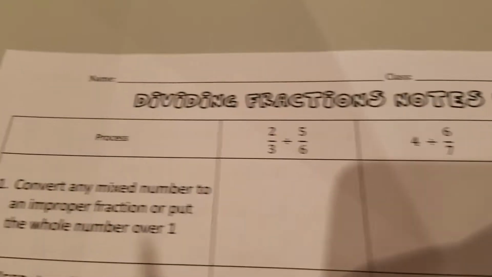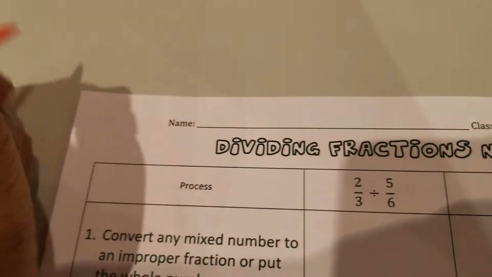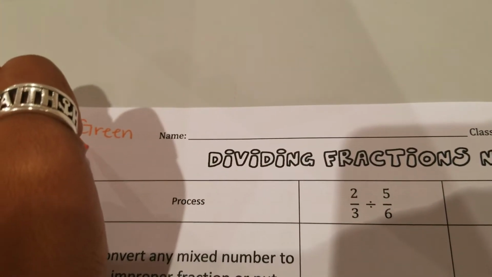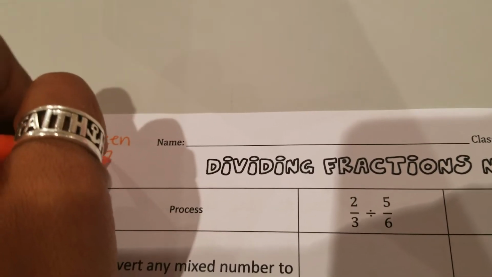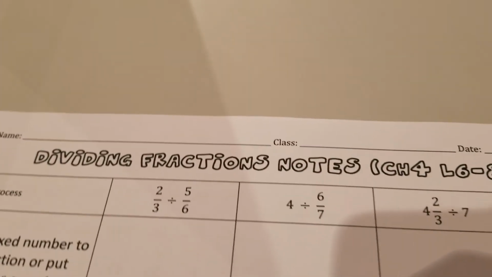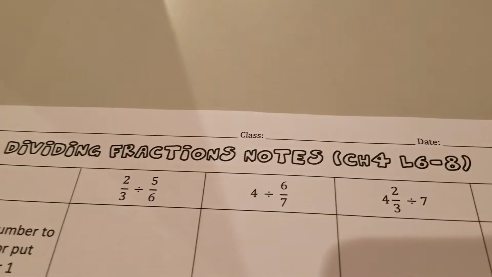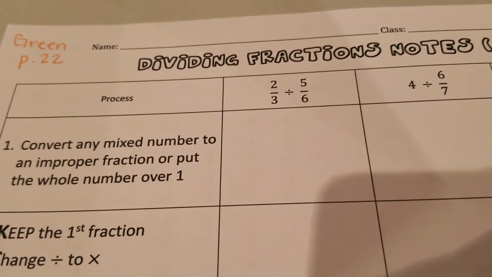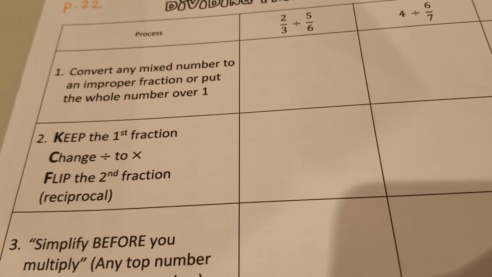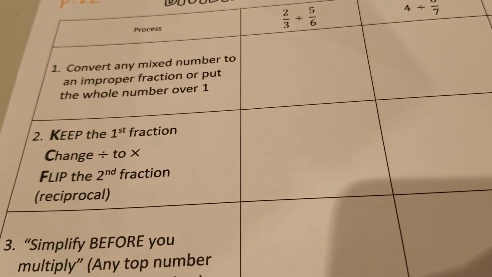Dividing fractions. Okay. This paper is copied on green paper, and you're going to fold it and glue it on page 22 in your notebook. But dividing fractions, chapter 4, lessons 6 through 8. So our step 1 is the same, and our step 3 and 4 is the same. Division just has this nice step 2 called a reciprocal.